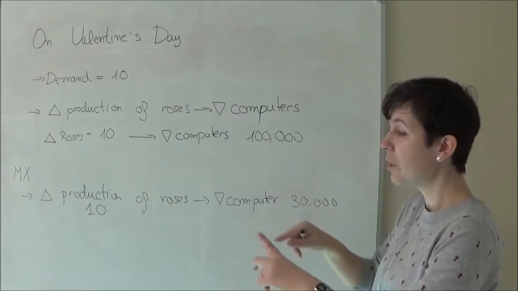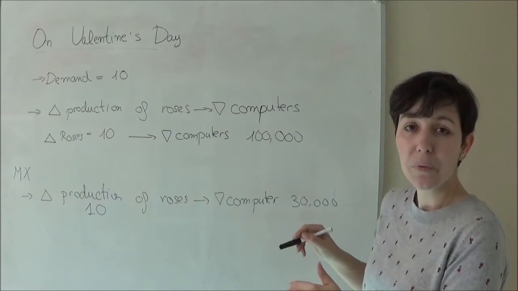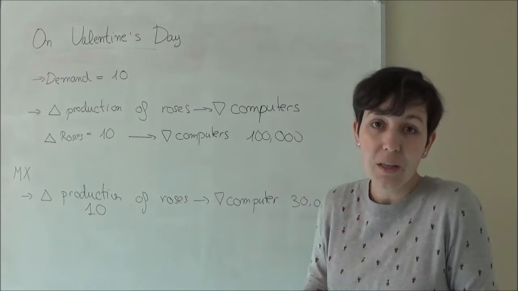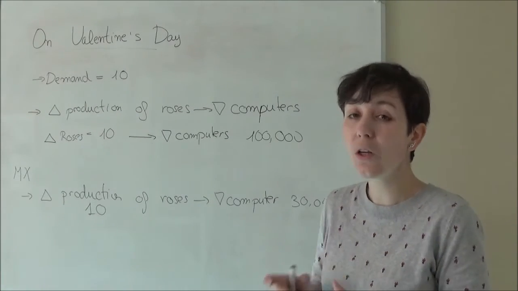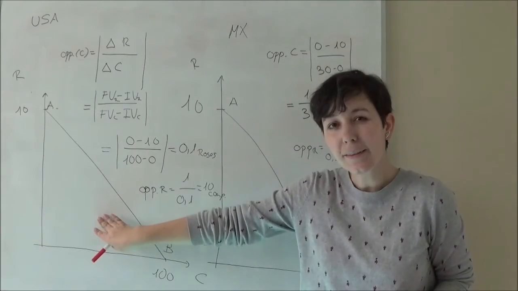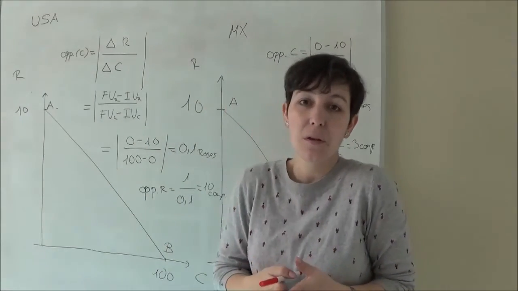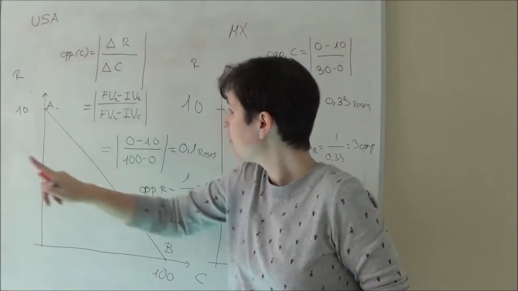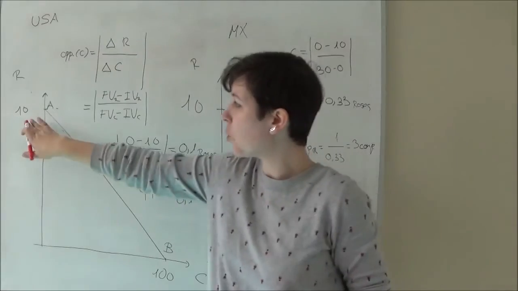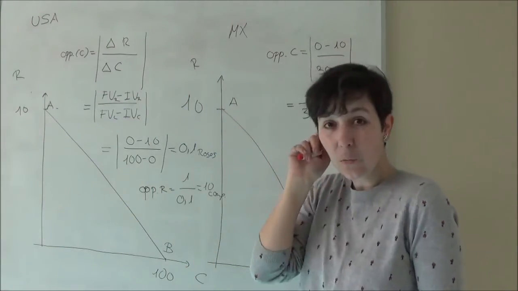But now we are going to see a graph of this case, okay, to show you how the PPF looks and how we are going to get the slope of that PPF. That means the opportunity cost of a good in its economy. So here we have the United States, and here we are going to have Mexico. We are starting from the same point in terms of roses, okay? But the difference is going to be in the production of computers. So here we have roses, and here we have computers. In fact, this is the information that we already have.